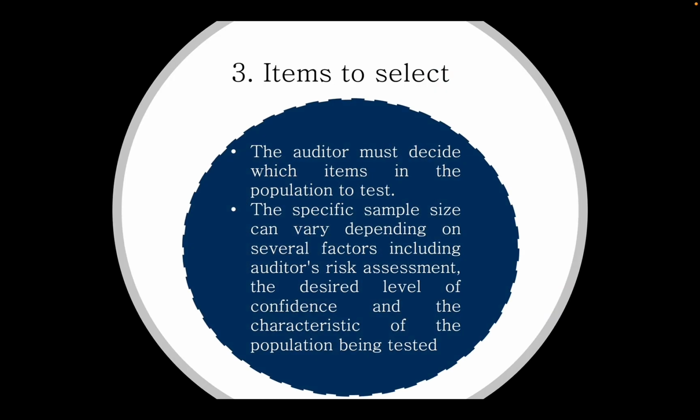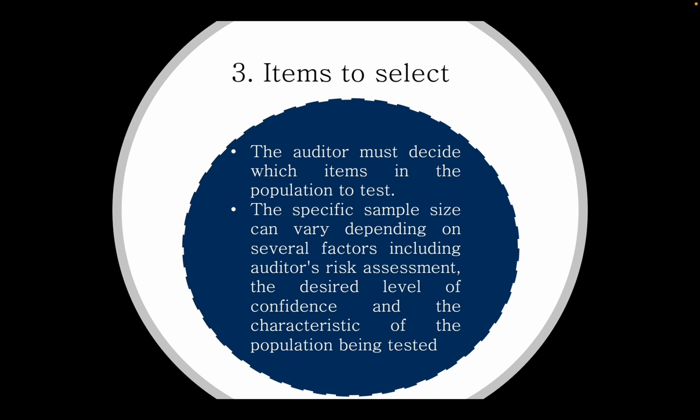Furthermore, items to select. After determining the sample size for an audit procedure, the auditor must decide which items in the population to test. The specific sample size can vary depending on several factors, including the auditor's risk assessment, the desired level of confidence, and the characteristics of the population being tested.